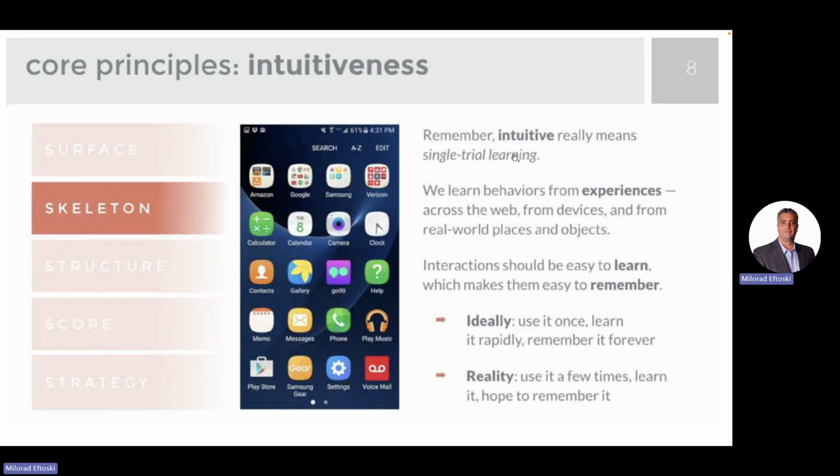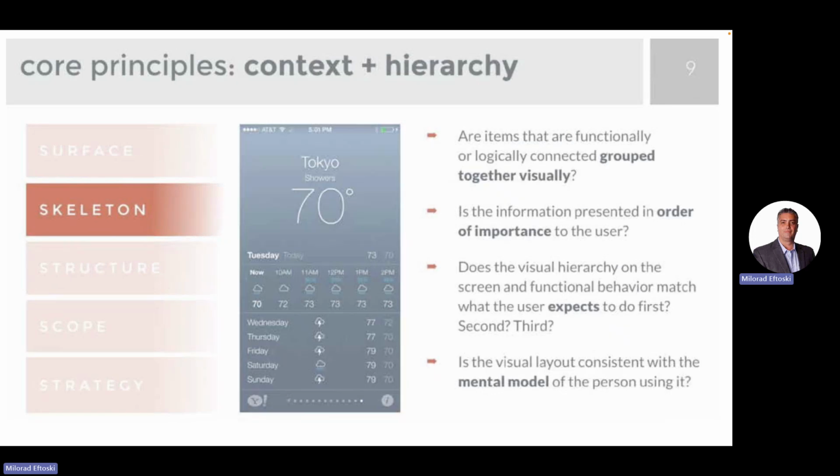So remember, intuitive really means single trial learning. We learn behaviors from experiences across the web, devices, and from real world places and objectives. Interactions should be easy to learn, which makes them easy to remember. Ideally, use it once, learn it rapidly, remember it forever. Reality is we use it a few times, learn it, and hopefully we remember it. Okay.